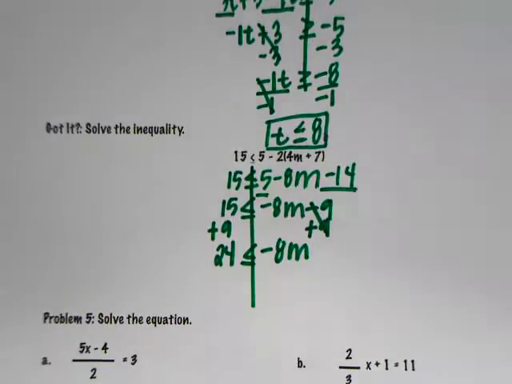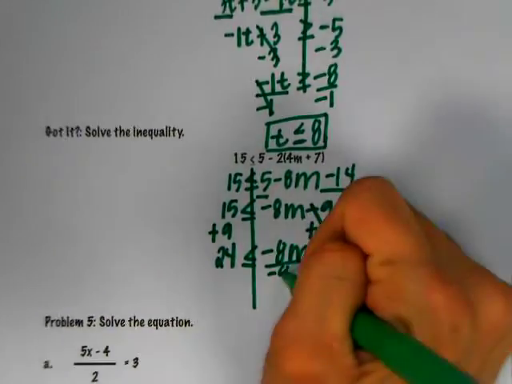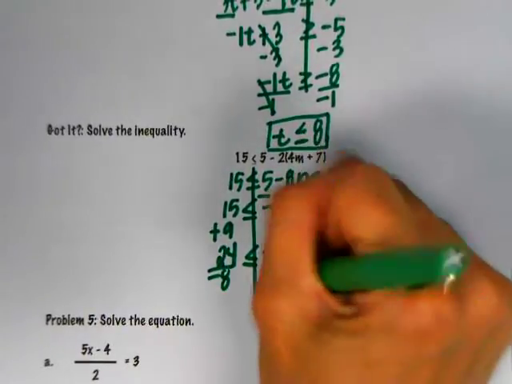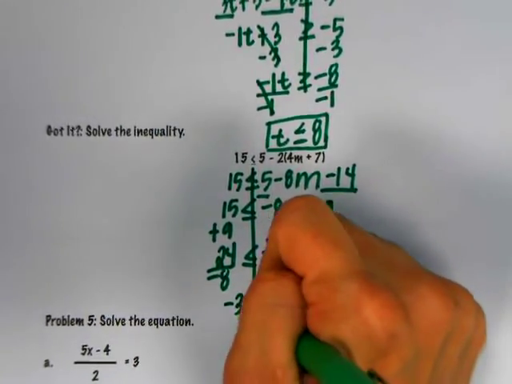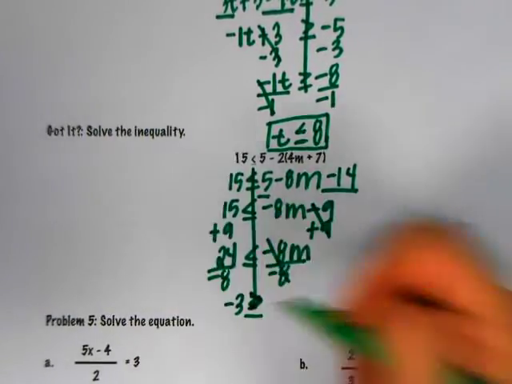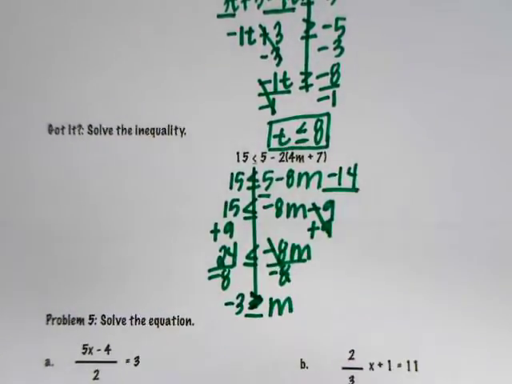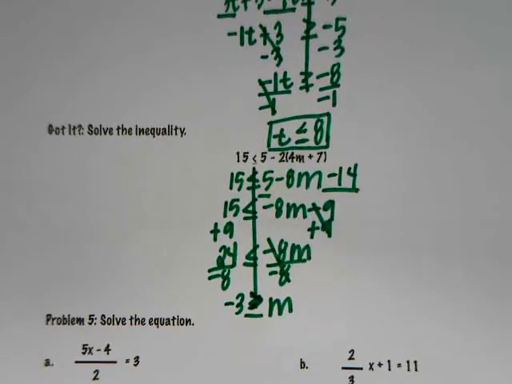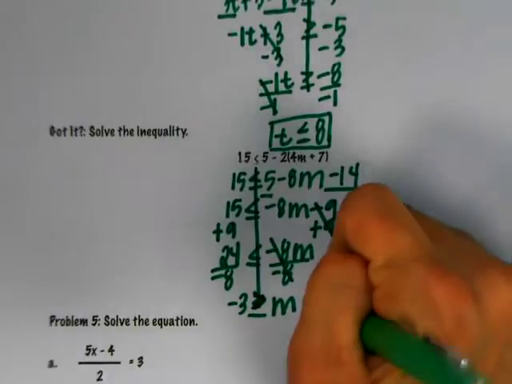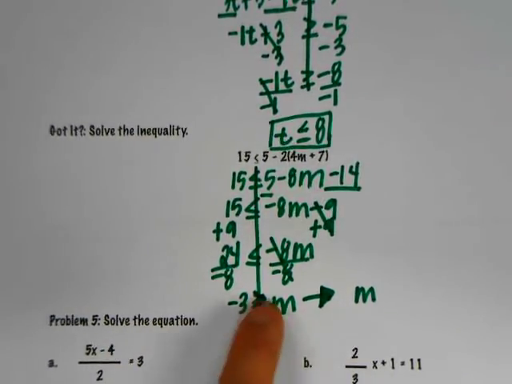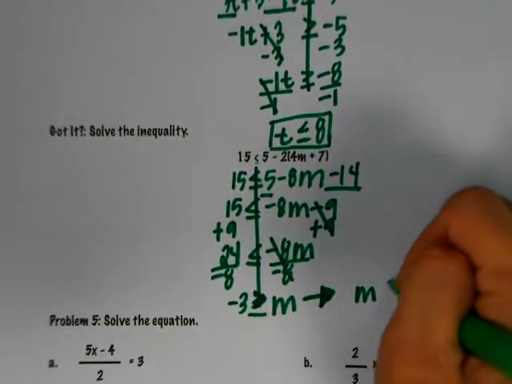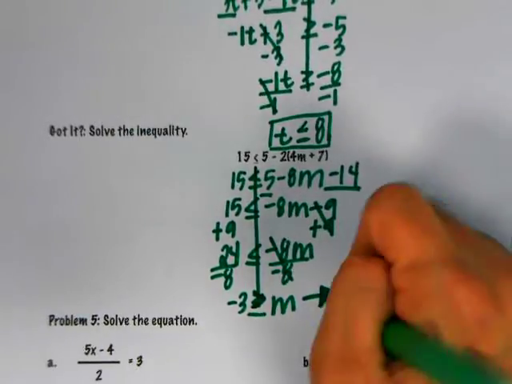Okay, and then how do I get rid of the negative 8? Divide by negative 8. And since I'm dividing by negative, what do I do? Flip the sign. There we go. Now, that's your answer technically, but we're going to rewrite this to be better, okay? So we want the m to come first. Look and see where it's pointing. Is the little point pointing at the negative 3 or the m? The m, right? So just make sure it stays pointing at the m when you rewrite that.